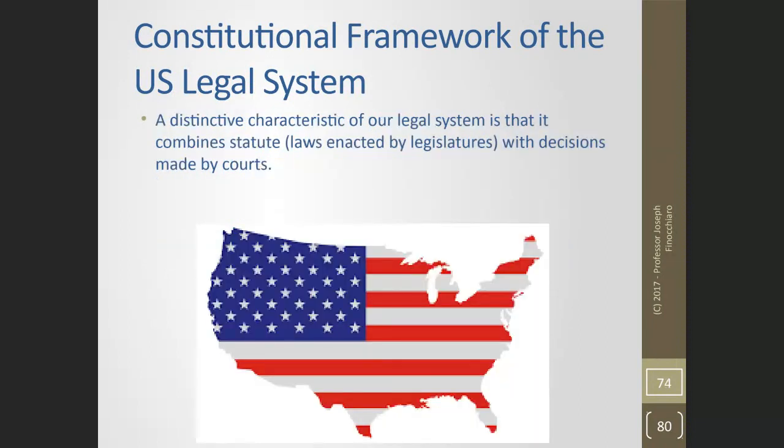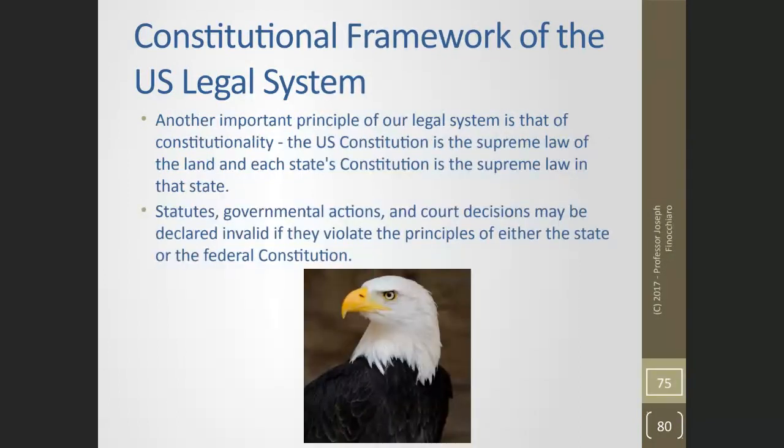A distinct characteristic of our legal system is that it combines statute, laws enacted by legislatures, with decisions made by courts. Another important principle of our legal system is that of constitutionality. The U.S. Constitution is the supreme law of the land, and each state's constitution is the supreme law in that state. State statutes, governmental actions, and court decisions may be declared invalid if they violate the principles of either the state or the federal constitution.